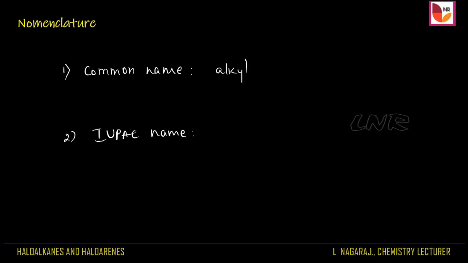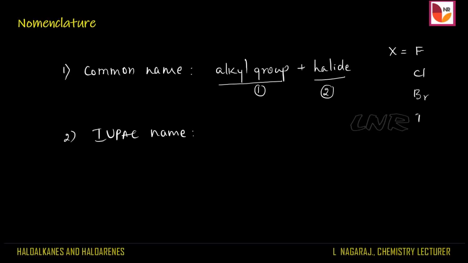The common names of alkyl halides are derived by naming the alkyl group, followed by the name of the halide. That is, in the common system, first write the name of the alkyl group and then write the name of the halide, that is the group 17 elements, the halogens: fluorine, chlorine, bromine, and iodine. In organic compounds, halogens exist with a negative charge, so they are represented as F minus, Cl minus, Br minus, and I minus. Hence the names of the molecules are represented as fluoride, chloride, bromide, and iodide.